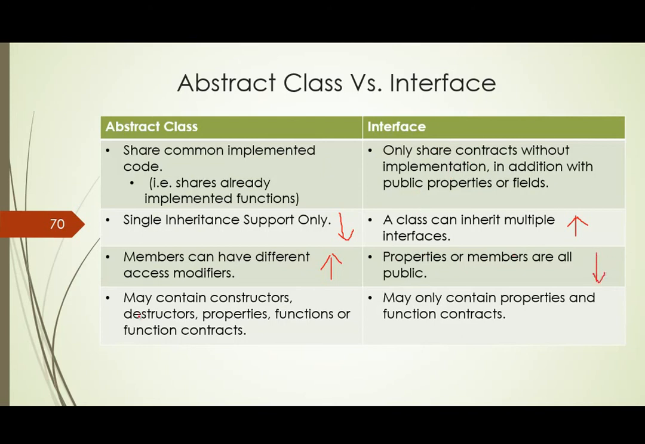An abstract class may contain constructor, destructor, public properties, functions, and so on. Contracts will be the abstract methods, and for VB it is MustInherit, if I'm not wrong, because I did VB a very long time ago. So instead of abstract, if you're doing VB coding, put the MustInherit keyword. An interface may only contain properties and functions, contracts. That's it, nothing more. But an abstract class can also hold implementation of functions rather than just the contracts. So these are the upsides and downsides.